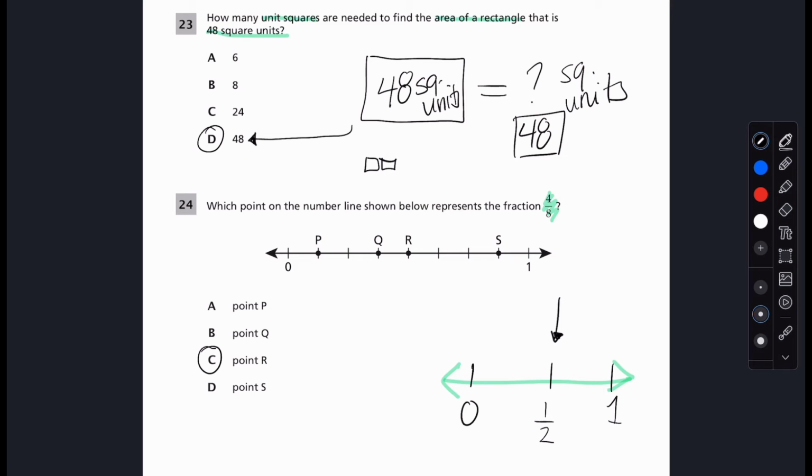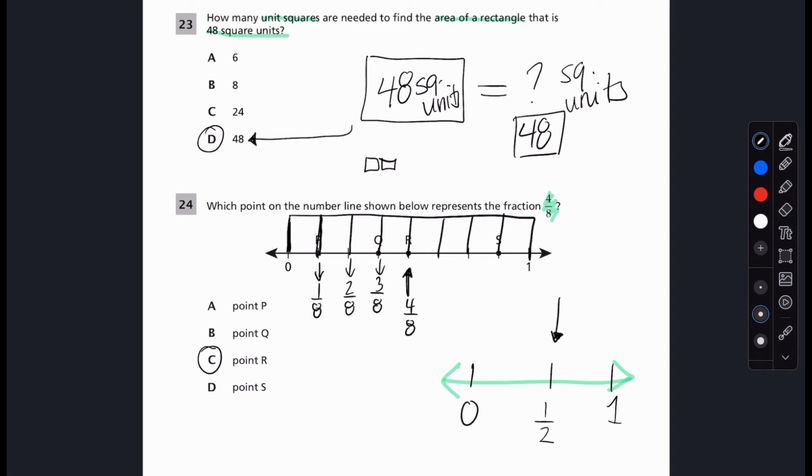So you could do the same thing here. You can look to see which one is halfway, and you can predict it's going to be R because it's halfway. And then you can use your rectangle strategy again to break this up. And so now I have 8ths, 1, 2, 3, 4, 5, 6, 7, 8ths. And I'm going to put the numbers here. So this is 1/8, 2/8, 3/8.